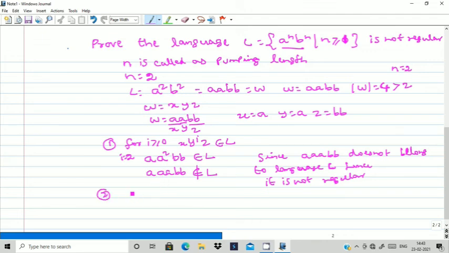Now condition number 2: the length of x and y should be less than or equal to the pumping length. What is the pumping length here? n is the pumping length. The length of x is 1 and the length of y is again 1, so together the length is 2, and the pumping length is also 2. So 2 is less than or equal to 2, no issues as far as condition number 2 is concerned. Condition number 3: the length of y should be greater than 0. The length of y is greater than 0. Even if one condition fails, here condition number 1 fails, hence we can prove that the language L equal to a to the power of n, b to the power of n is not regular.